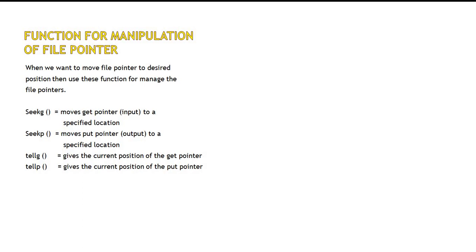seekg moves the get pointer (input) to a specific location. seekp moves the put pointer (output) to a specific location. tellg gives the current position of the get pointer. tellp gives the current position of the put pointer.